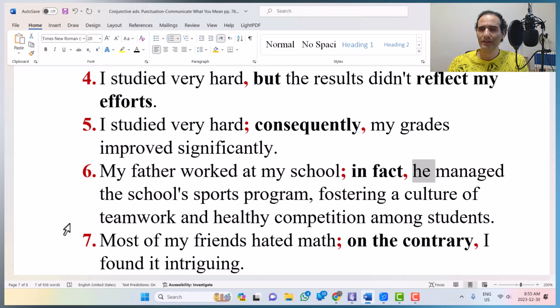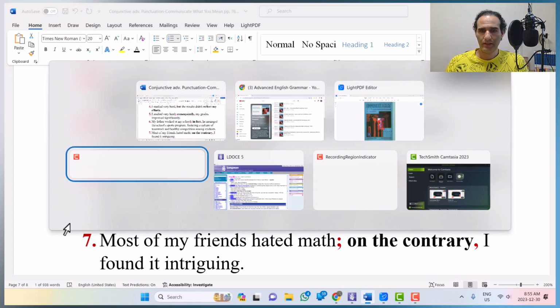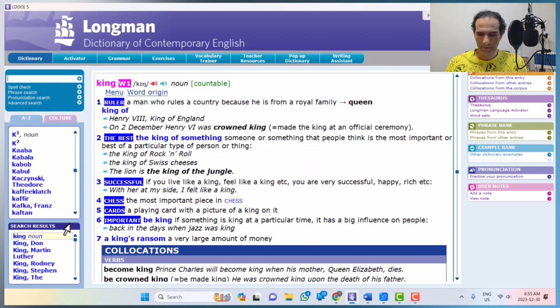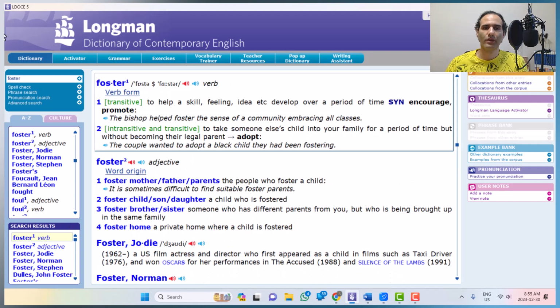In fact, he managed the school's sports program, fostering a culture of teamwork and healthy cooperation among students. A very beautiful sentence. Foster, create. Let's take a look at our beautiful Longman. Foster. What do you have with foster for us? Foster, to help a skill, feeling, or idea develop. Encourage, promote. The bishop helped foster the sense of a community embracing all classes.